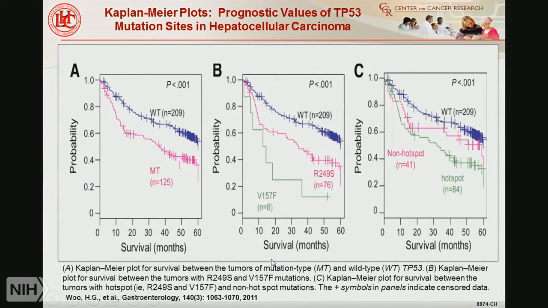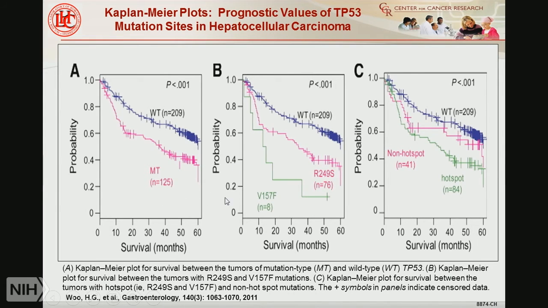So does this make any difference? Well, with P53 mutations, it does. So this is a study that we recently published with Snorri Thorgerson and Xin Wang, showing the prognostic values of P53 mutation sites in hepatocellular carcinoma. So if the P53 gene is wild type, there's good prognosis. These are called Kaplan-Meier plots. So this is 100% survival. This is 0% survival, and 60 months is 5 years.